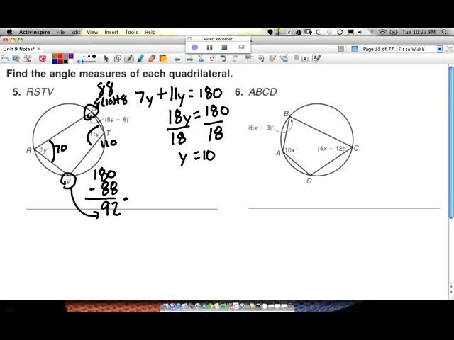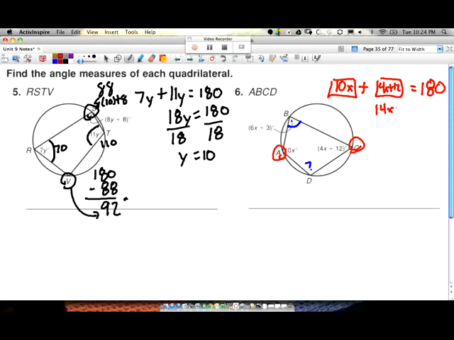Alright, let's go to the next one. Notice that the thing I was looking for at first is the two angles that were across from each other. Because if I try to do something with B, well, D I don't know anything about. But then if I look at A and C, I have some information about those. I have a couple of expressions, which means I can add those up to 180 and then start doing some algebra. Okay, so I'm going to do 10x plus 4x plus 12 equals 180.